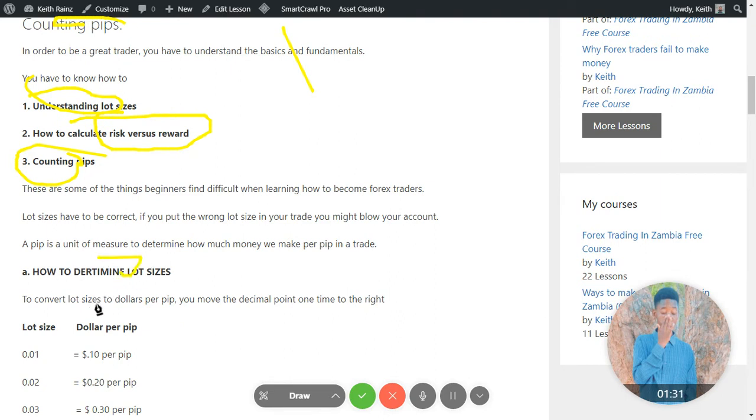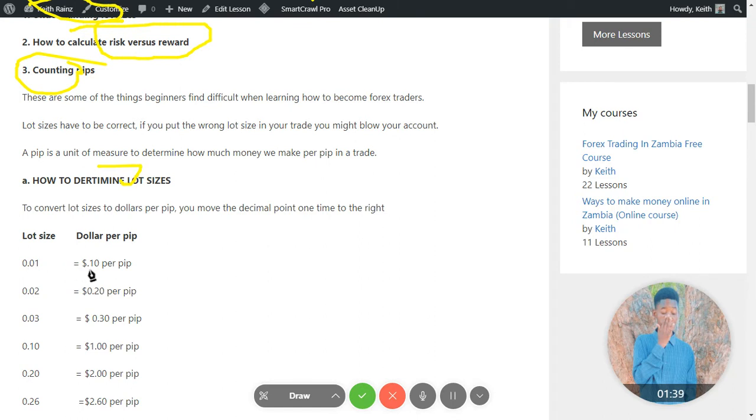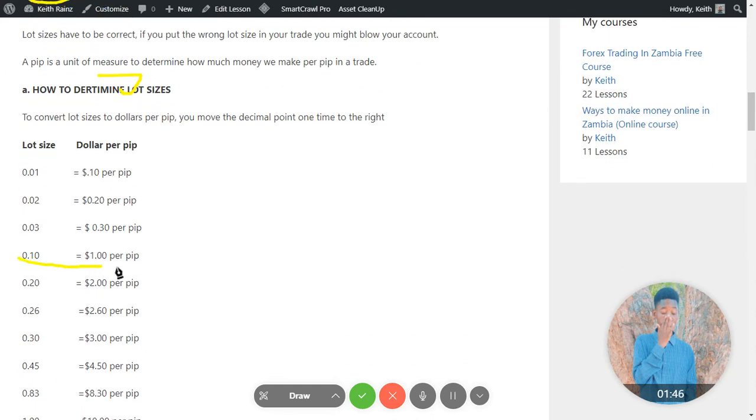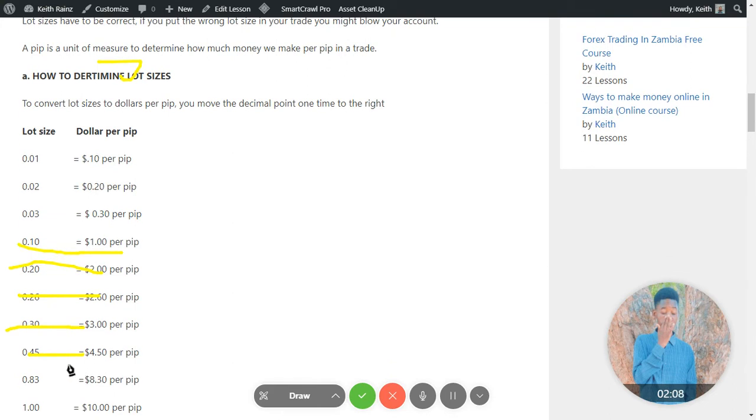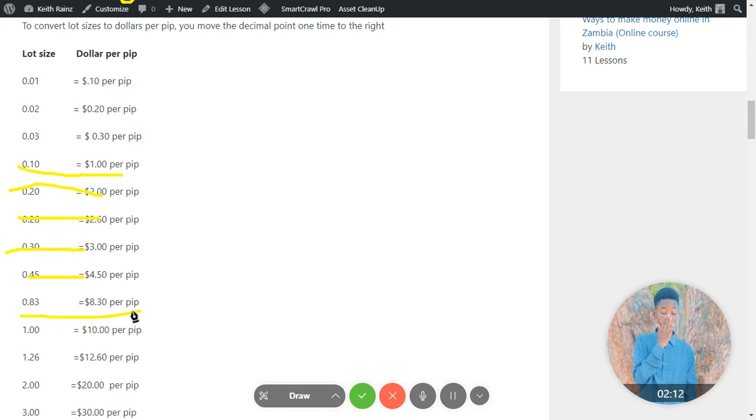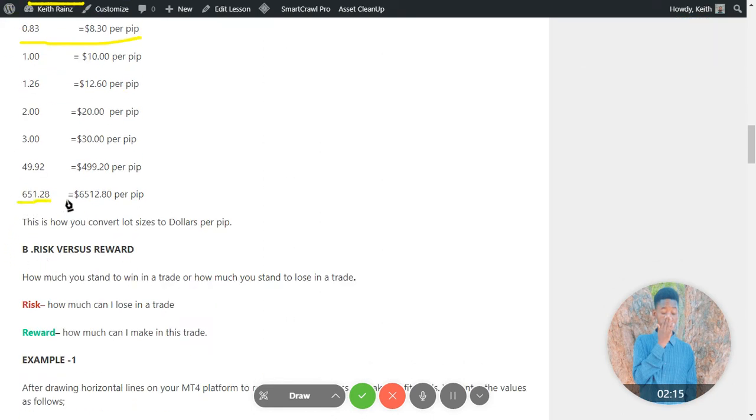To convert lot sizes to dollars per pip, you move the decimal point one time to the right. So for example, 0.01 lot size is $0.10 per pip, 0.02 is $0.20 per pip, 0.10 is $1, 0.20 is $2, 0.26 is $2.60, 0.30 is $3.00 per pip, 0.45 is $4.50 per pip, and 0.83 lot size equals to this. The list goes on up to this lot size. I don't know if this is where you can enter this big lot size. So this is how you convert lot sizes to dollars per pip.